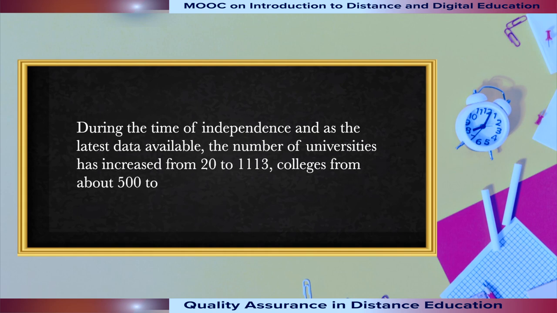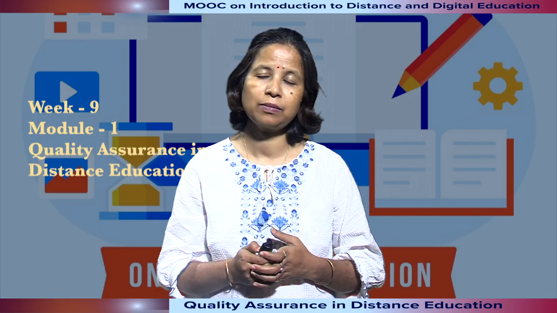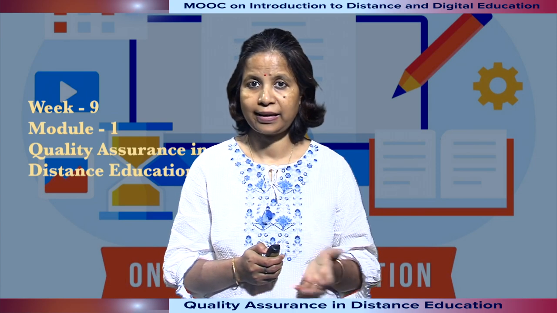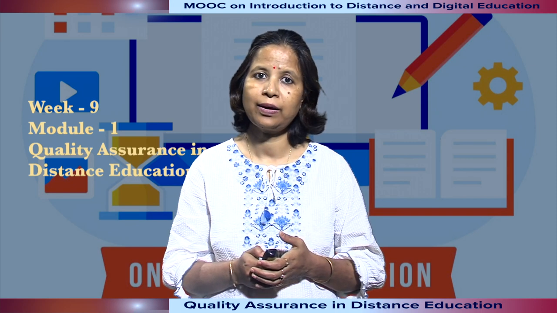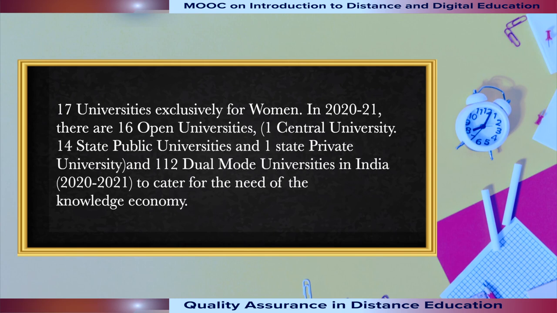Since the time of independence, as per the latest data available in the MHRD annual report, the number of universities has increased from 20 to 1,113, and colleges from about 500 to 43,796. Out of 1,113 universities, 657 are government managed, 10 are private deemed aided, and 446 are private unaided. There are also 17 universities exclusively for women.